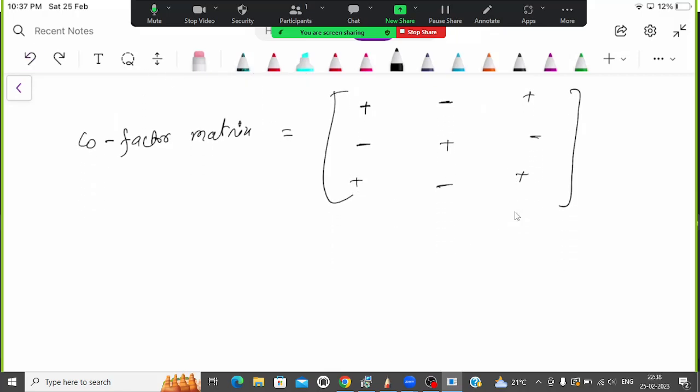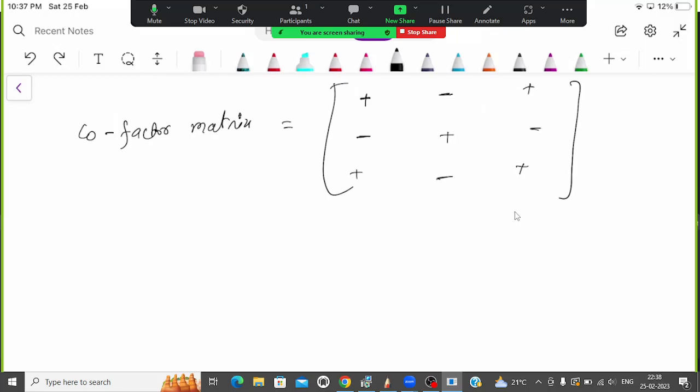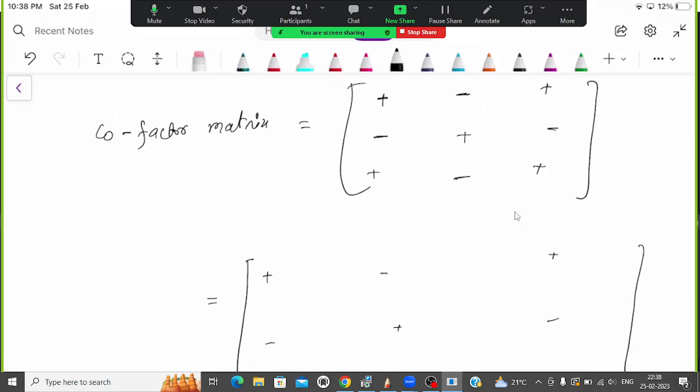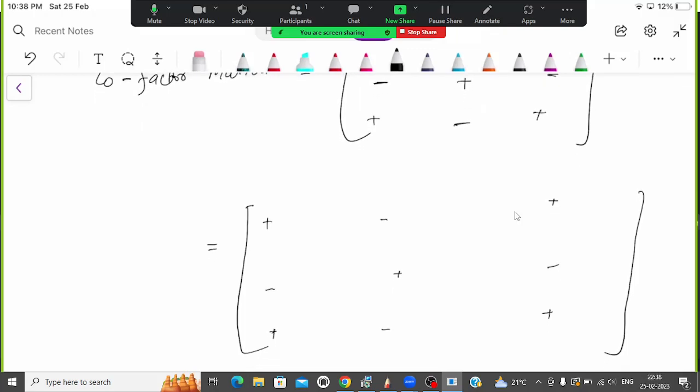So how do you calculate the cofactor matrix? Okay, so see here, you just write the signs like that: plus, minus, plus, minus, plus, minus, plus, minus, plus. And now you see how you calculate the cofactor matrix.